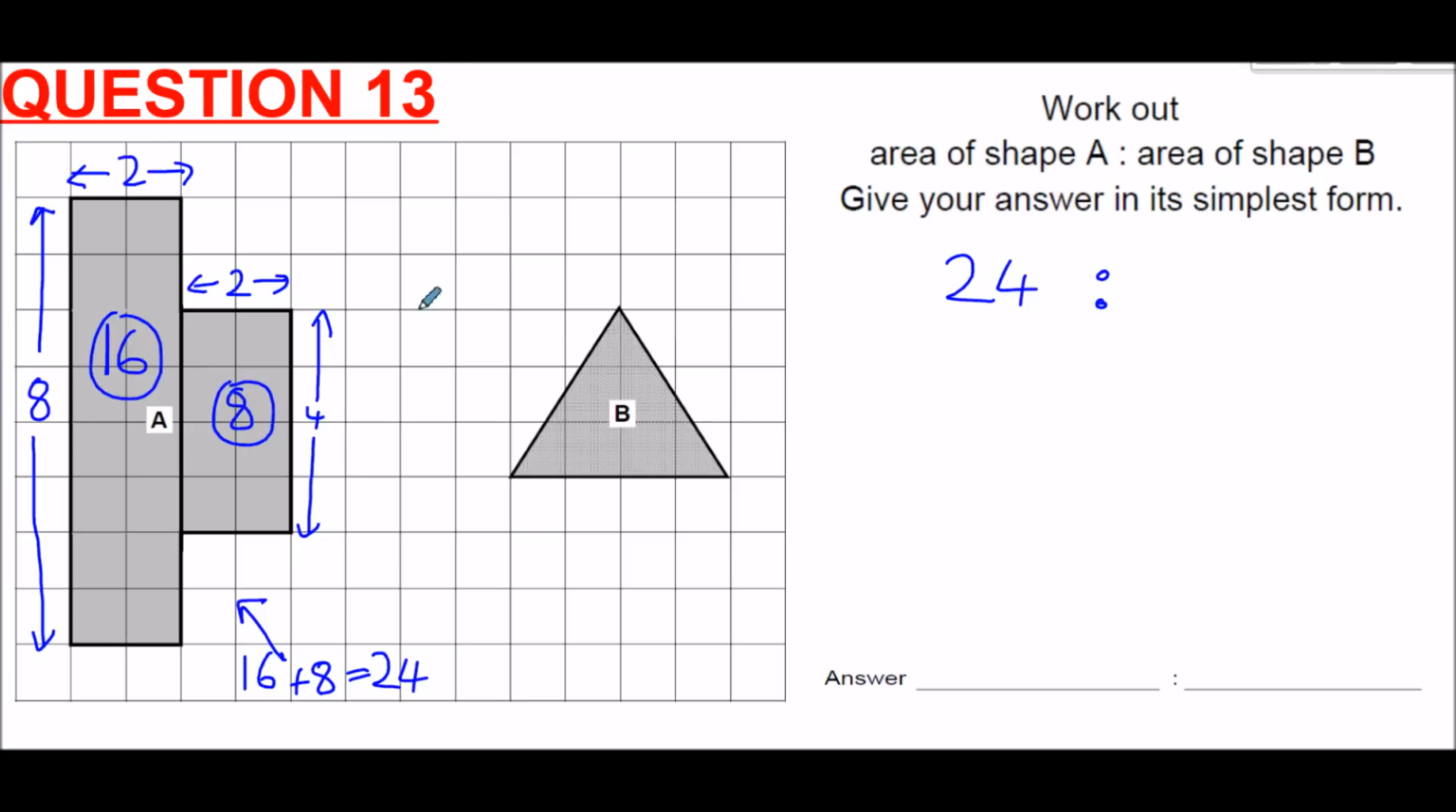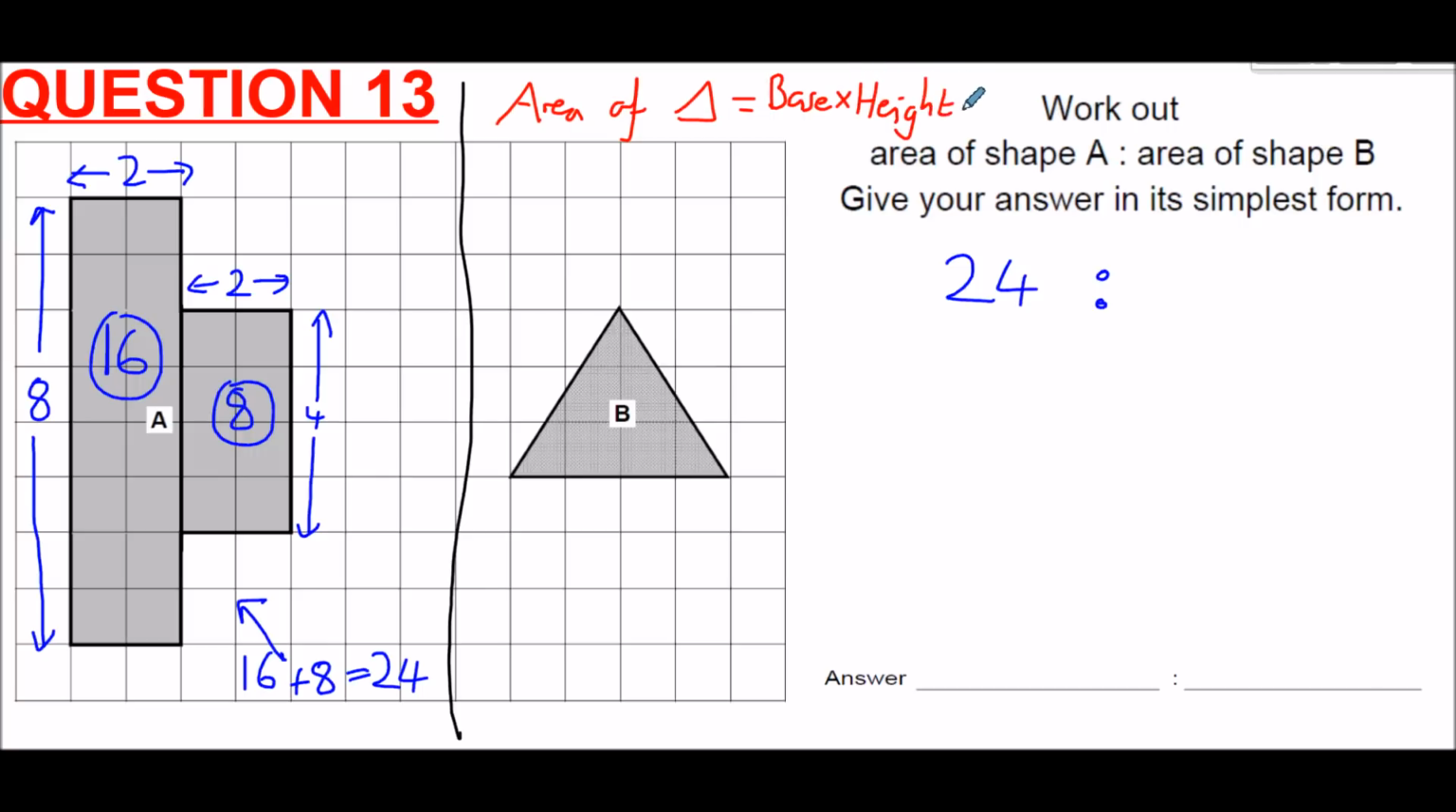Now we need to compare that to shape B. So for shape B, it's a triangle. We need to remember that the area of a triangle is the base multiplied by the height divided by 2. Important, but we divide by 2 when working out the area of a triangle.